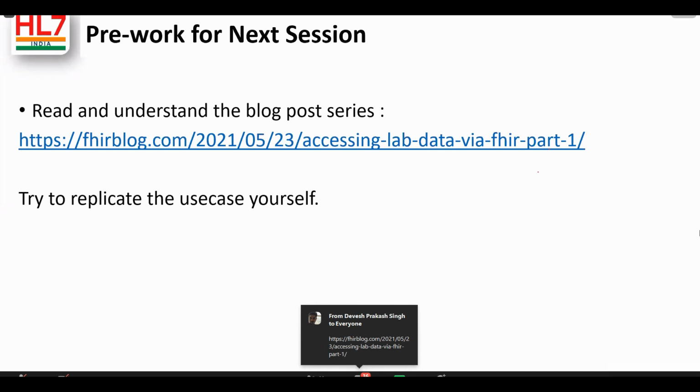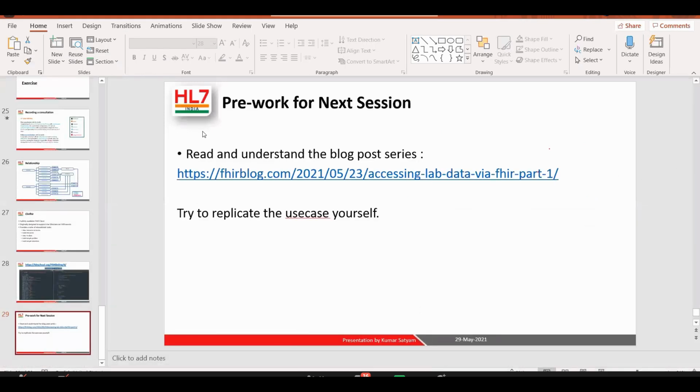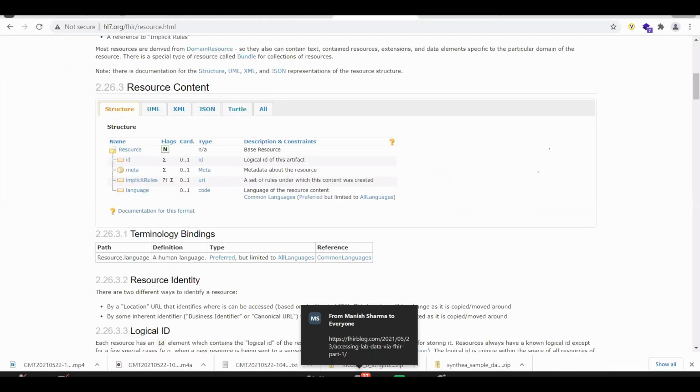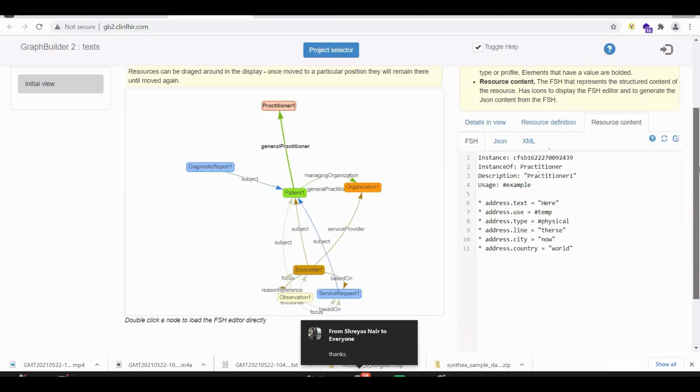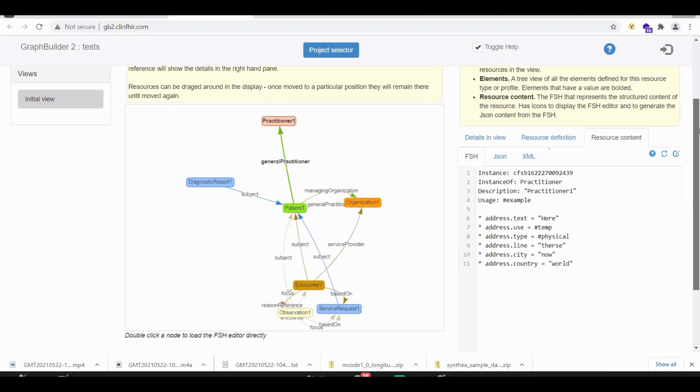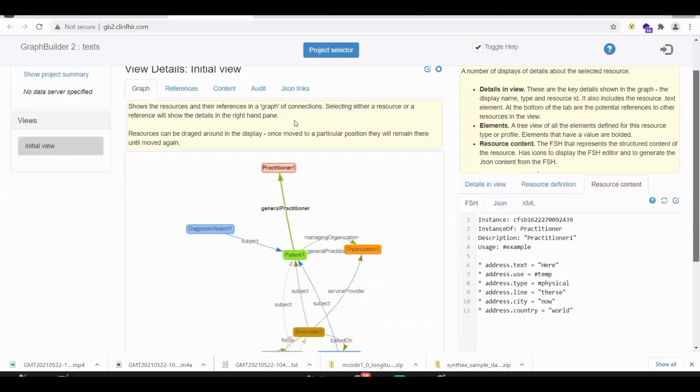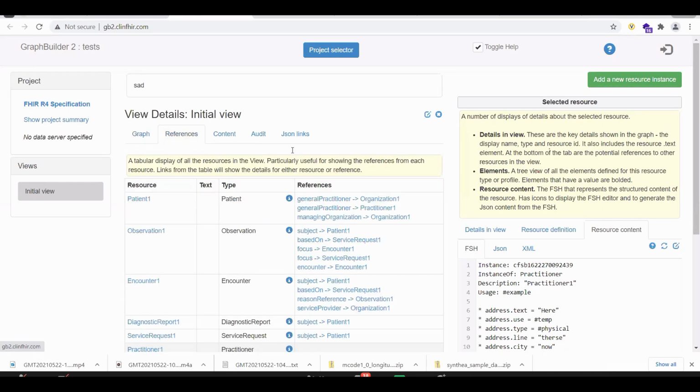Just a minute. Let me see if clinfhir is open. Okay. So this is clinfhir. Okay. So in clinfhir, I was looking at graph builder. Okay. So what does the graph builder do? And this was a question that somebody asked in one of the sessions, was if I have a series of resources, right? Sequence of resources, and I just want to know how they are interrelated, and can there be a visual depiction of that, right?